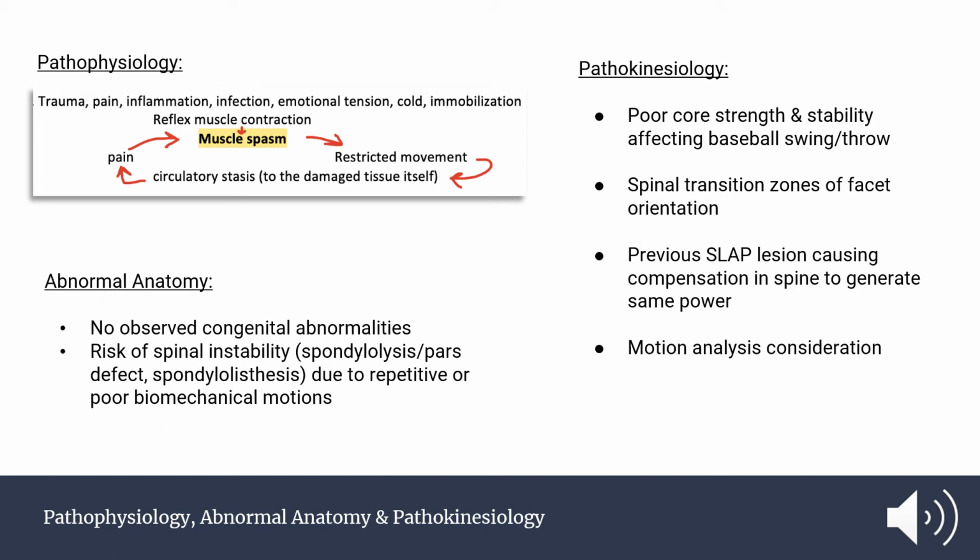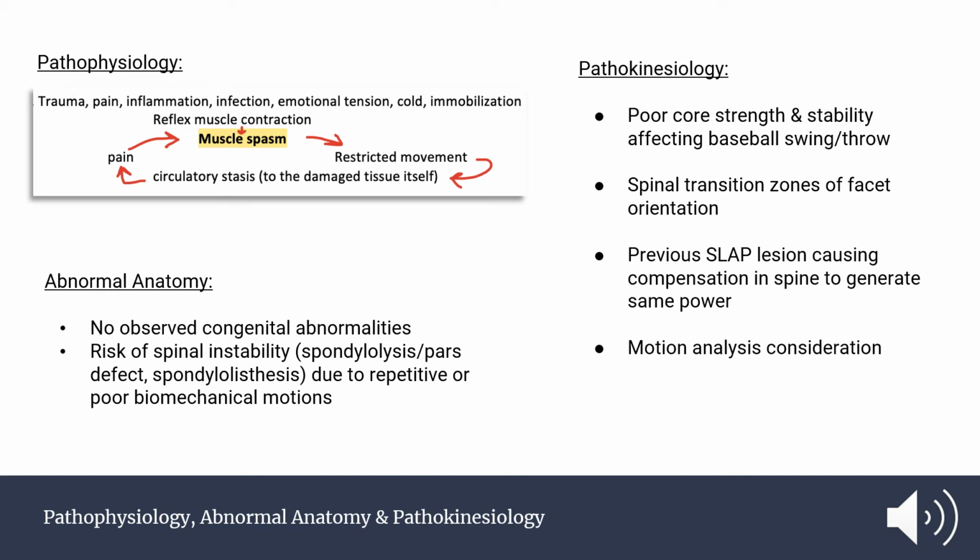In terms of abnormal anatomy, we have no observed congenital abnormalities, but we do have a risk of spinal instability that could lead to spondylolysis or pars defect and spondylolisthesis due to repetitive or poor biomechanical motions if this were to continue or if he were to return to play too soon and not fix what is going on.